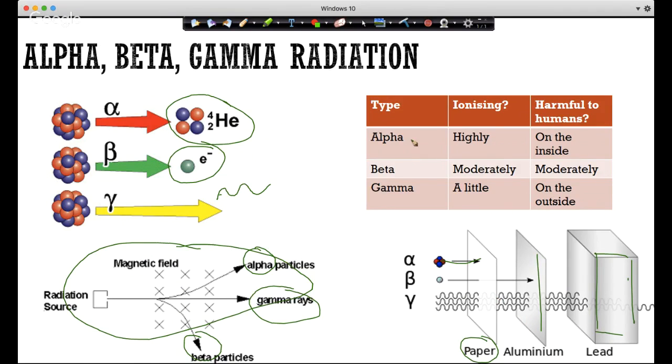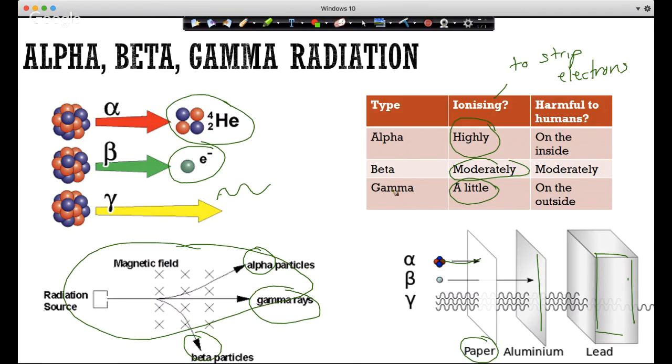So why are these things dangerous then? Alpha radiation is highly ionizing. Ionizing means to strip electrons. Because they've got a 2+ charge, because there are 2 protons in there, they will strip electrons. That's really bad if that happens to your DNA inside your cells. Beta radiation is reasonably ionizing, and gamma radiation is a little bit ionizing.